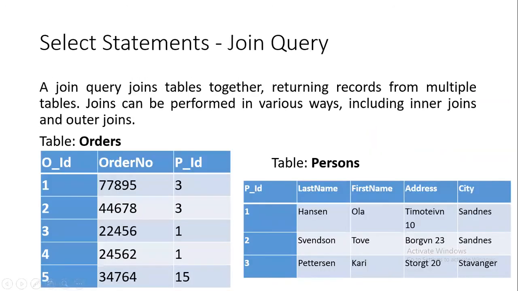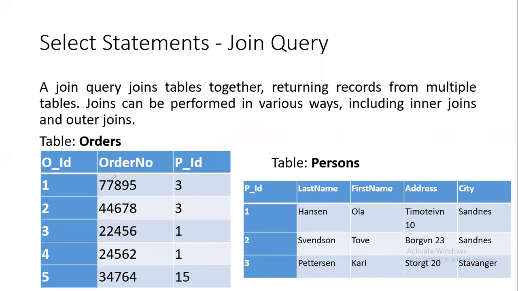Aggregated query, we also have join query. For join query, this joins table together, returning records from multiple tables. Ibig sabihin, you are working with two tables here, join. Hindi mo pwedeng i-join yung isa lang. So, dapat kailangan dalawang table, ipagsasamahin mo. Joins can be performed in various ways. You have inner joins, outer joins. You'll know more with what is that.